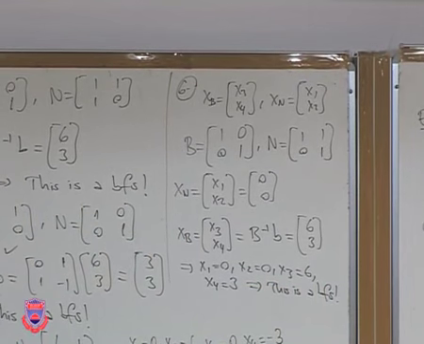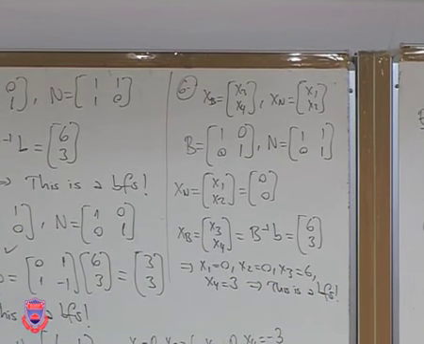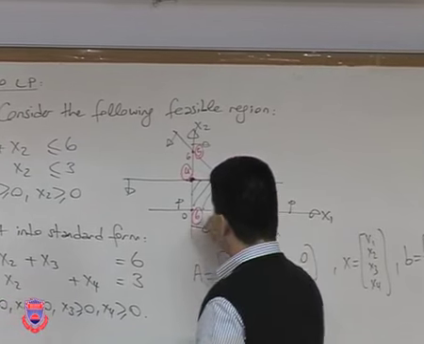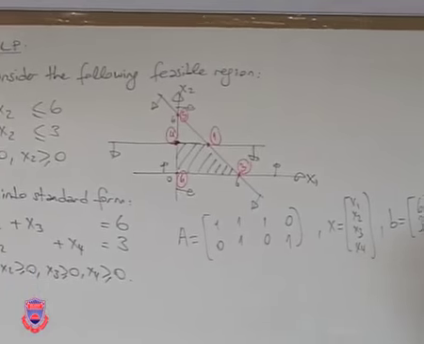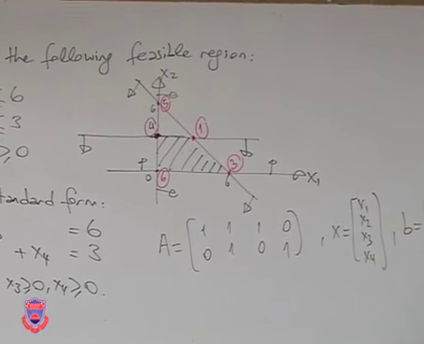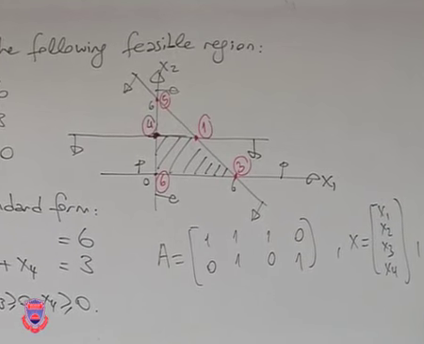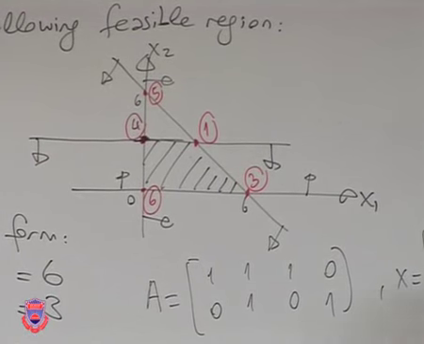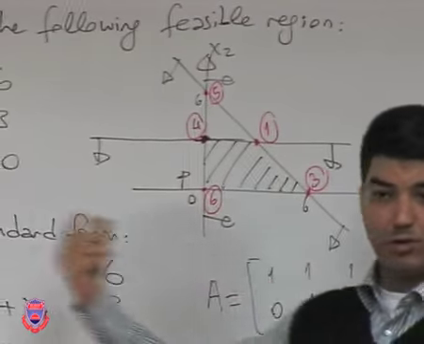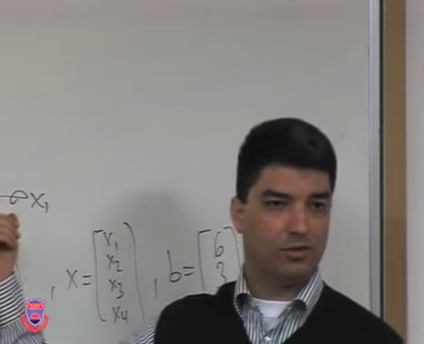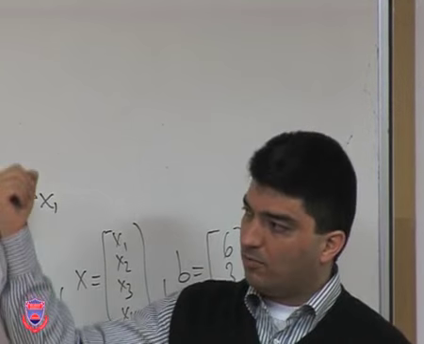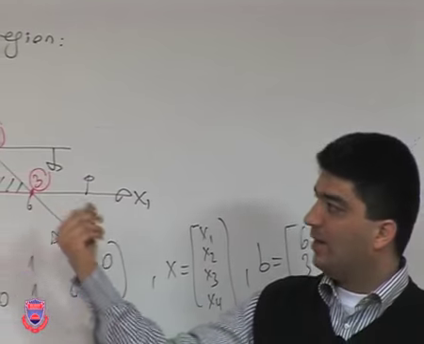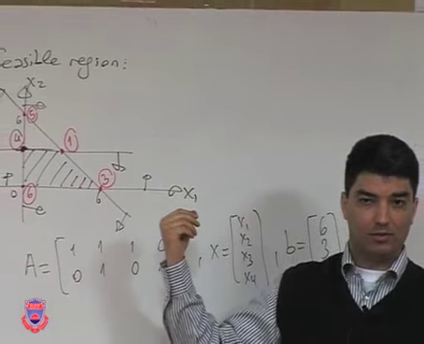Now, which solution does it correspond to in that picture? The origin, exactly. So as a result, this is the corner point corresponding to the basic feasible solution. Okay? Now, what's the point of all this discussion? Well, the point essentially is the following. There's a one-to-one correspondence between basic feasible solutions and corner points. Basic feasible solutions give us exactly which points are corner points. And conversely, every corner point is a basic feasible solution.